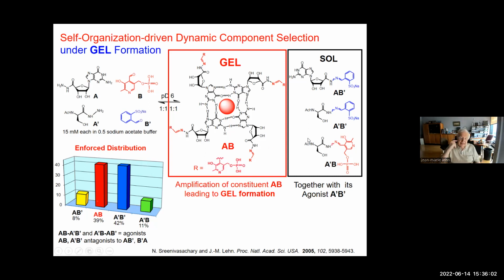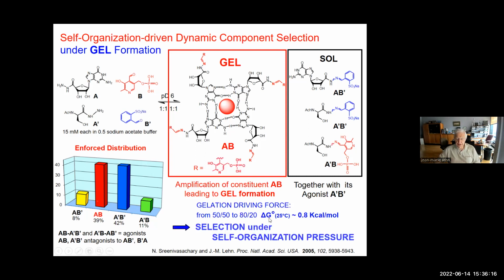Now, what does that mean? That means that the formation of the gel has selected among the constituents that constituent which leads to the best gel. And so the gelation driving force can be obtained by this ratio here, and there's a selection under self-organization pressure. The fact that you can self-organize leads to the selection of what leads to the best self-organizing unit.